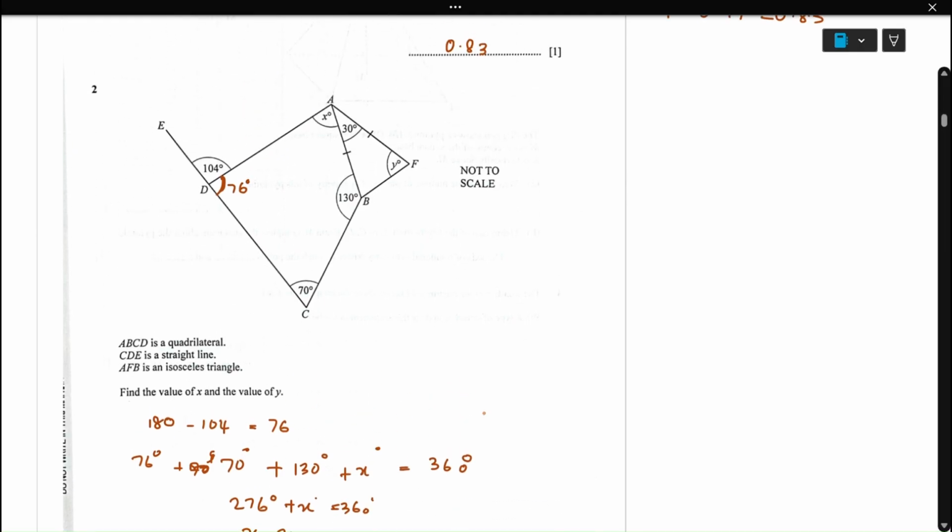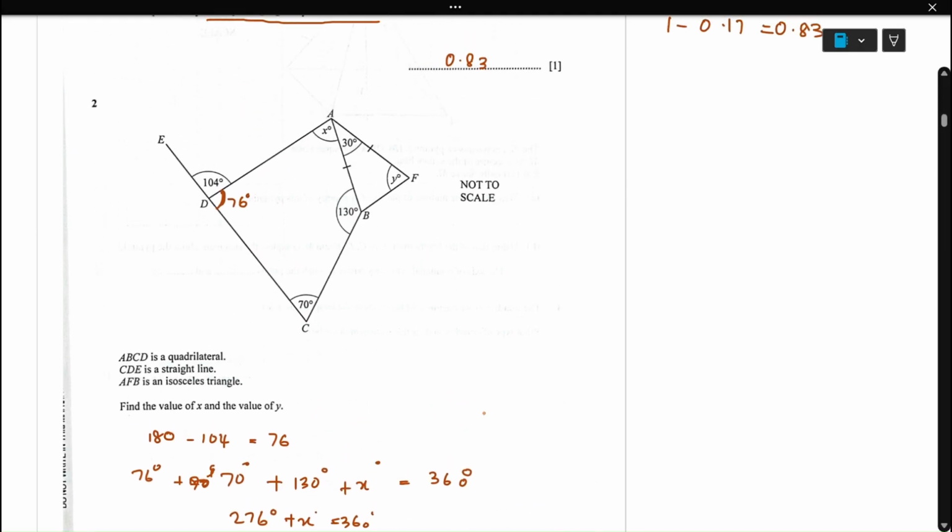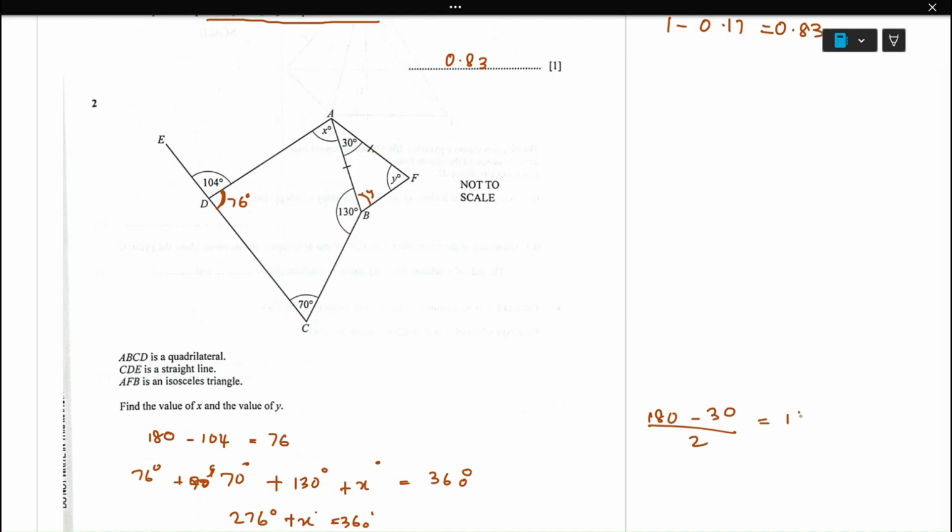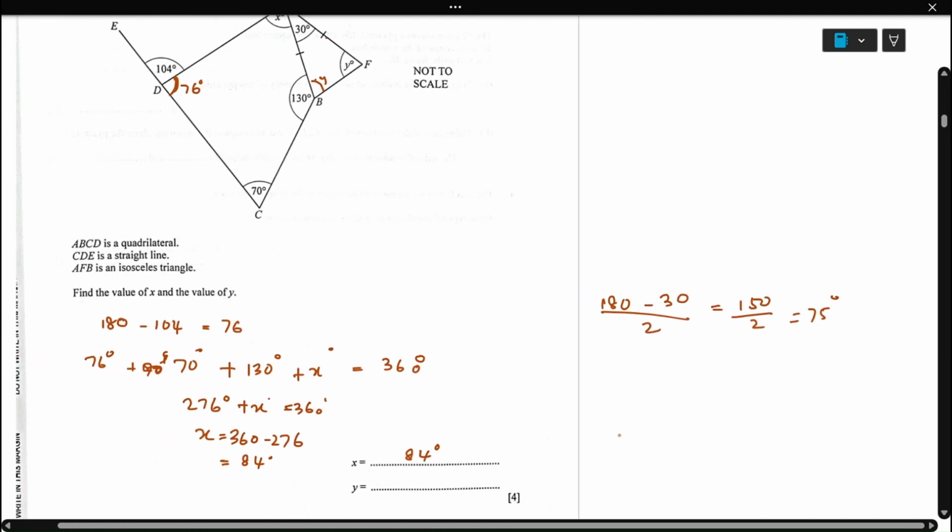Okay, let's go next to y. Here it is clearly saying it's an isosceles triangle. One angle is 30, and the other two angles, this is y and this also is going to be y, because in an isosceles triangle the angles opposite the equal sides are equal. All three angles add up to 180, so 180 minus 30 is 150. We need to halve it because of the isosceles triangle, so 150 over 2 is 75 degrees. So y equals 75 degrees.